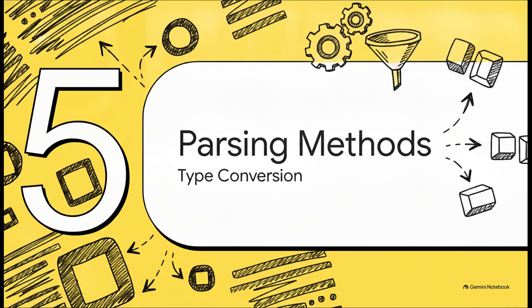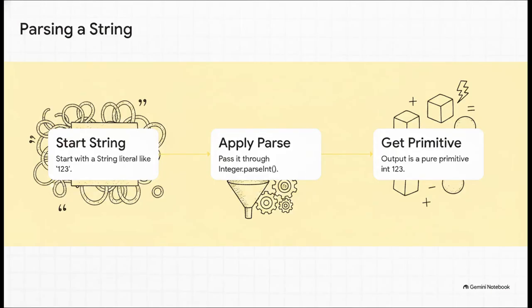All right, Section 5, Parsing and Type Conversion. So when you're coding in BlueJ, user input usually comes in as a text string, but you obviously can't do math on a word, right? Parsing is how we extract a usable mathematical number out of a string literal. Think of it as a 3-step flow. Step 1, you have a string, let's say "123" inside double quotes. Step 2, you feed it into a parsing method like Integer.parseInt. Step 3, the method strips away all those string properties and outputs a pure primitive int of 123. Now you can actually use it for your calculations.